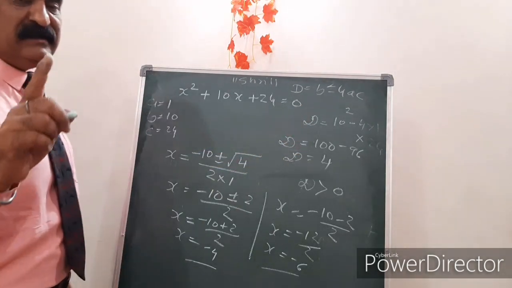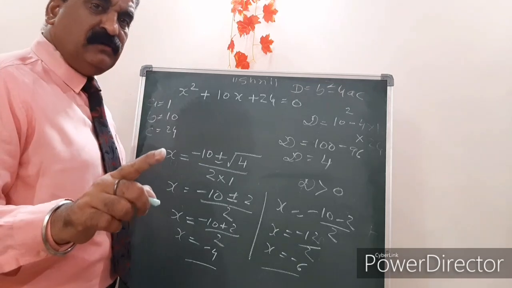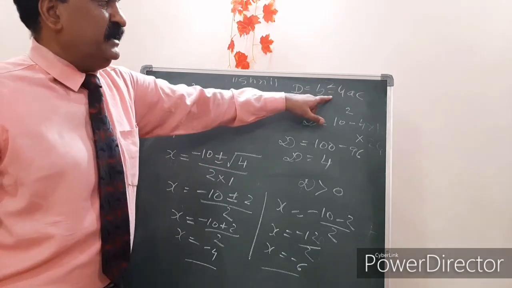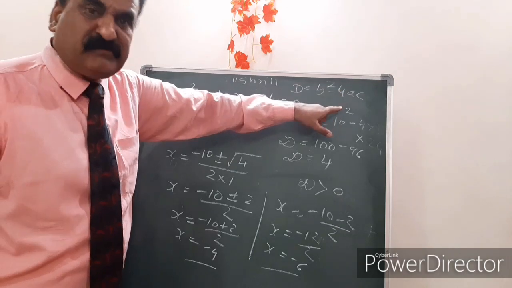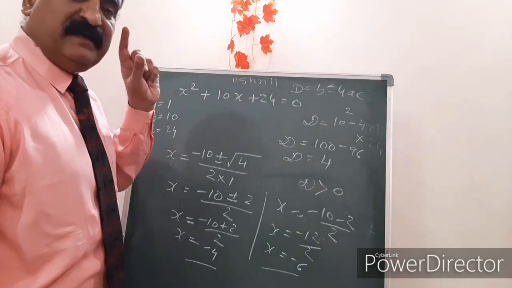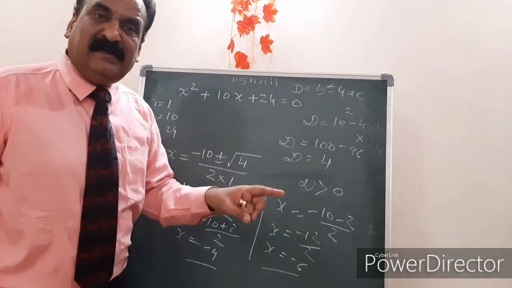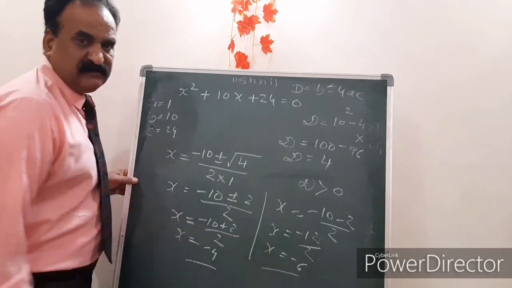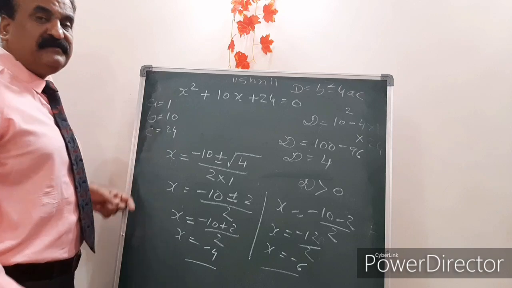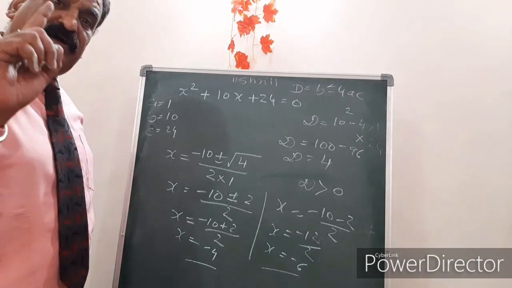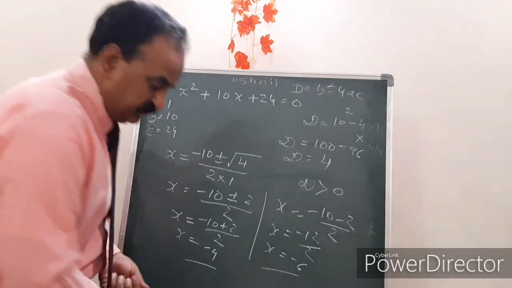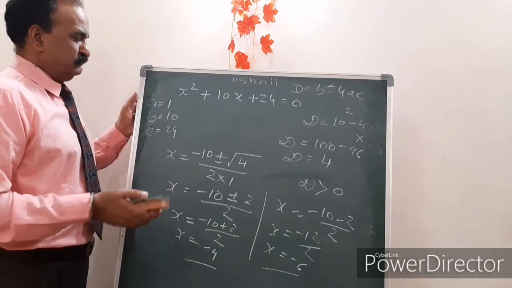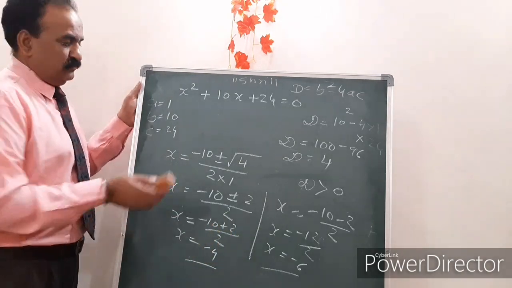I have told you the one condition. If D is greater than 0, D being b square minus 4ac, if the value of b square minus 4ac is greater than 0, roots are real but not equal. You got here minus 4 and minus 6. Now I am taking the second condition. If D is equal to 0, then what happens? See how. I hope this is clear to you now.